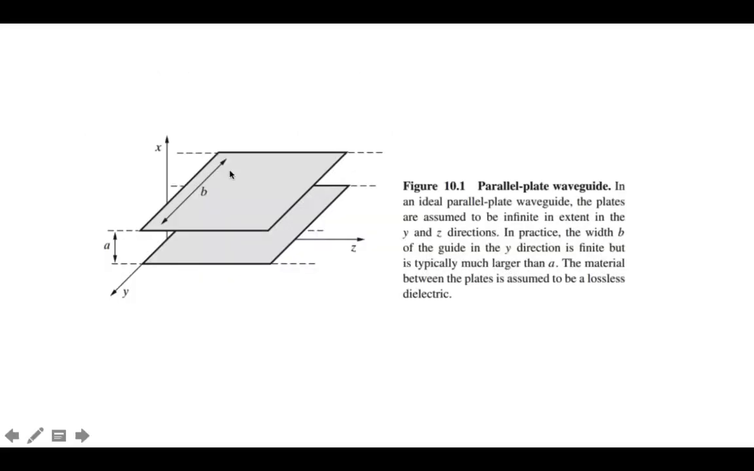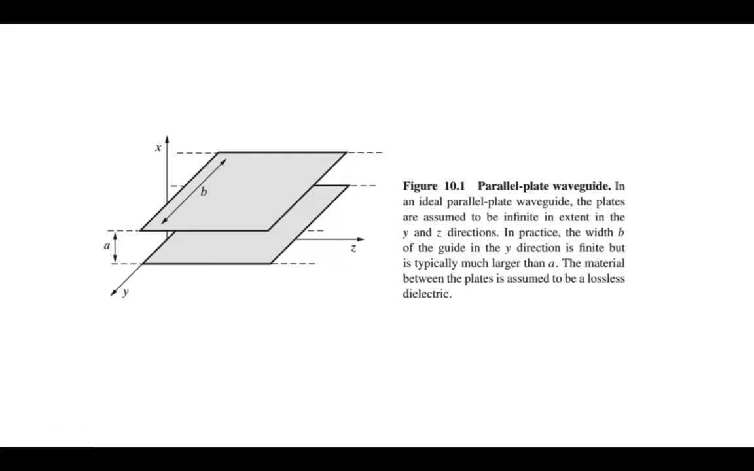All right, so here's a picture of a typical parallel plate waveguide. There are a couple of assumptions that we'll make. One is the z direction is going to be the direction of propagation, and so we're going to assume that the parallel plate guide is infinitely long in the z direction. We're also going to assume that it's infinitely wide in the y direction.